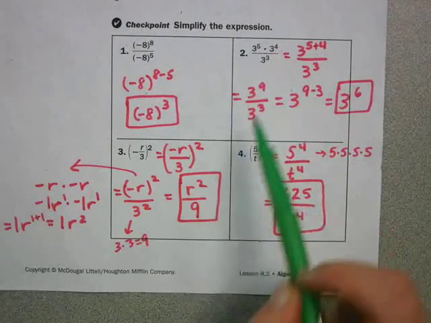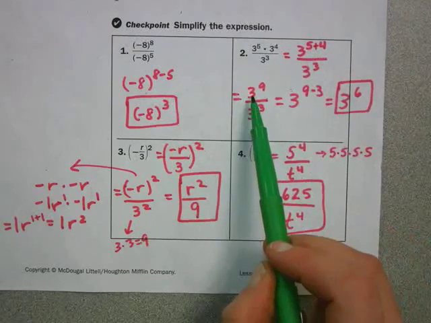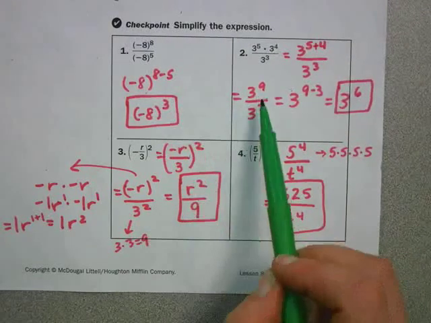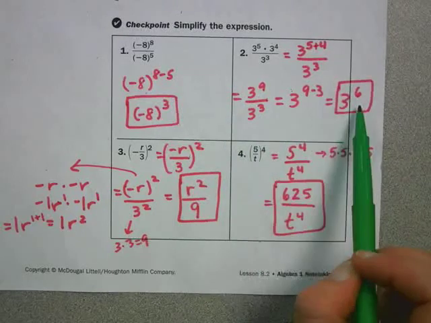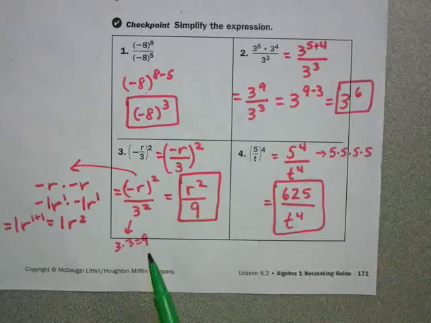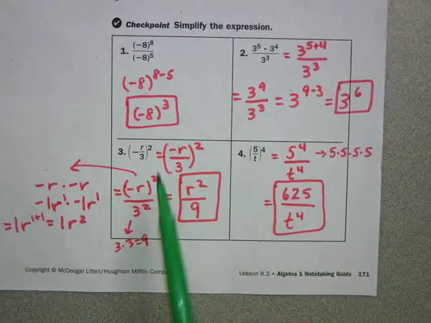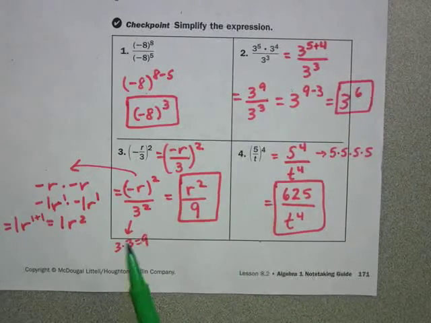We add the exponents, which makes it 3 to the 9th power on top. Then we can subtract the exponents and get 3 to the 6th. Again, that's good for my final answer. These two at the bottom have numbers and variables, so I need a final simple answer.